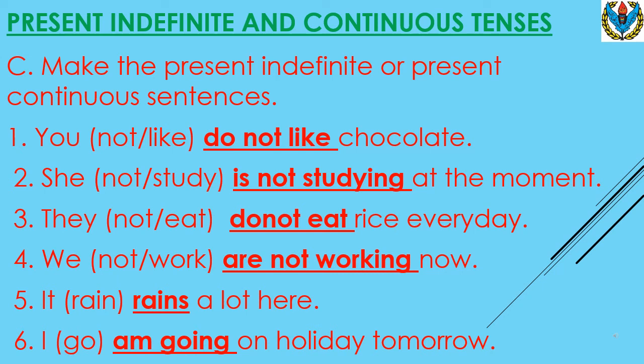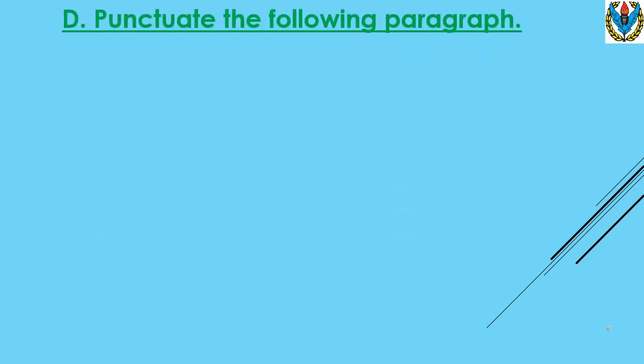Number 6 is, I'm going on holiday tomorrow. Am going, this is present continuous tense, but with tomorrow it shows the future action. Sometimes present continuous also indicates the future action. It's part D now. Punctuate the following paragraph. We have been given a paragraph here and we have to use the punctuations here. Punctuations are basically the marks such as full stop, comma and brackets used in writing to separate sentences and their elements and to clarify meaning.